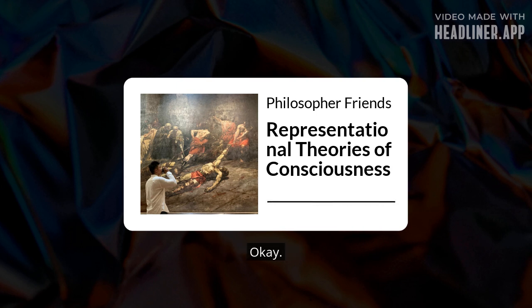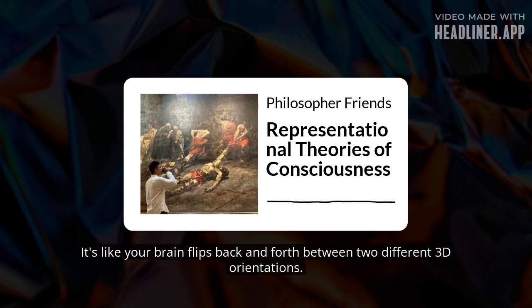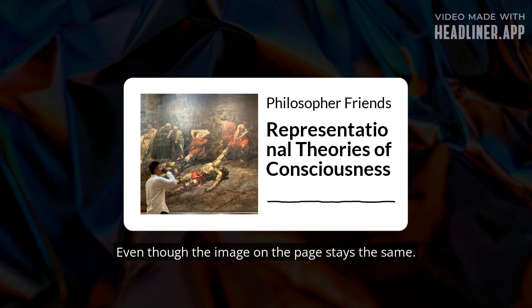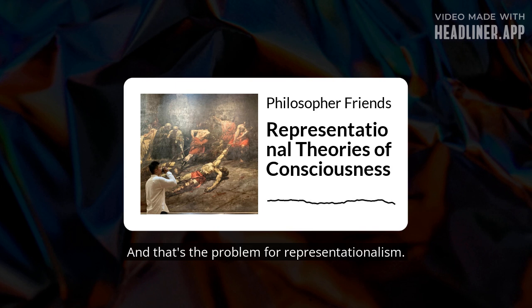The Necker cube, okay. That illusion where a 2D drawing of a cube can be seen in two different ways. Oh, I've definitely seen those. It's like your brain flips back and forth between two different 3D orientations, even though the image on the page stays the same. Exactly. And that's the problem for representationalism.